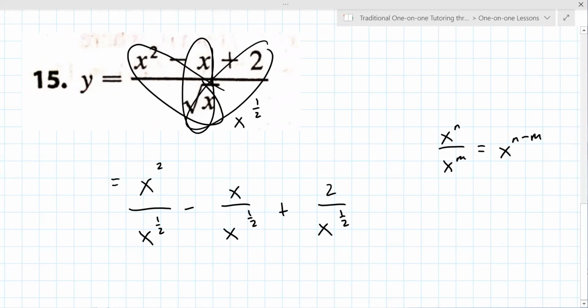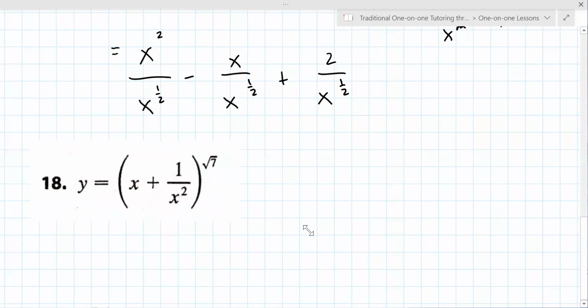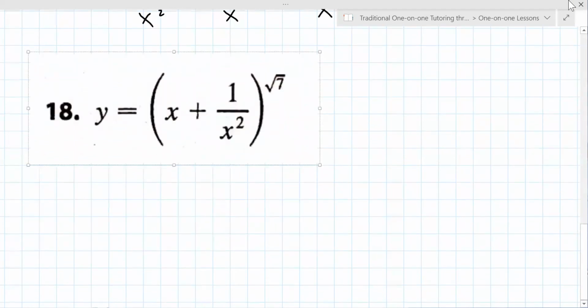Do you want me to continue, or is that clear? I understand that. Okay. All right. So number 18 is your first chain rule problem, something we talked about in a lot of detail yesterday. What is the outermost function or outermost thing that you see going on here? I see square root of 7. Yeah, and that's power rule to start.